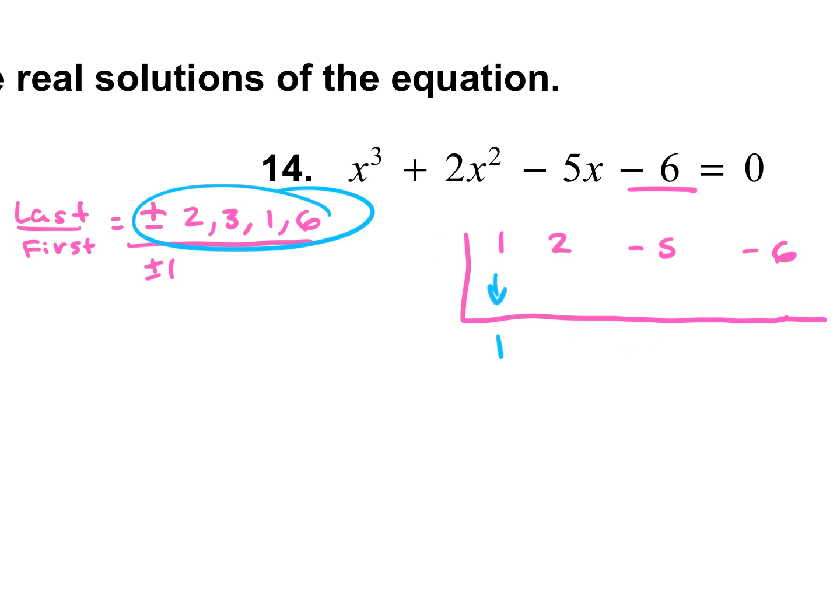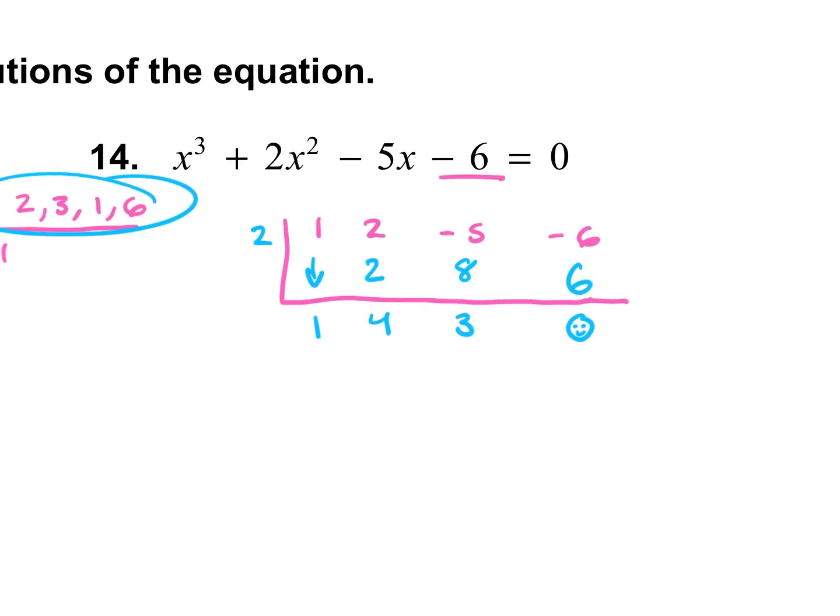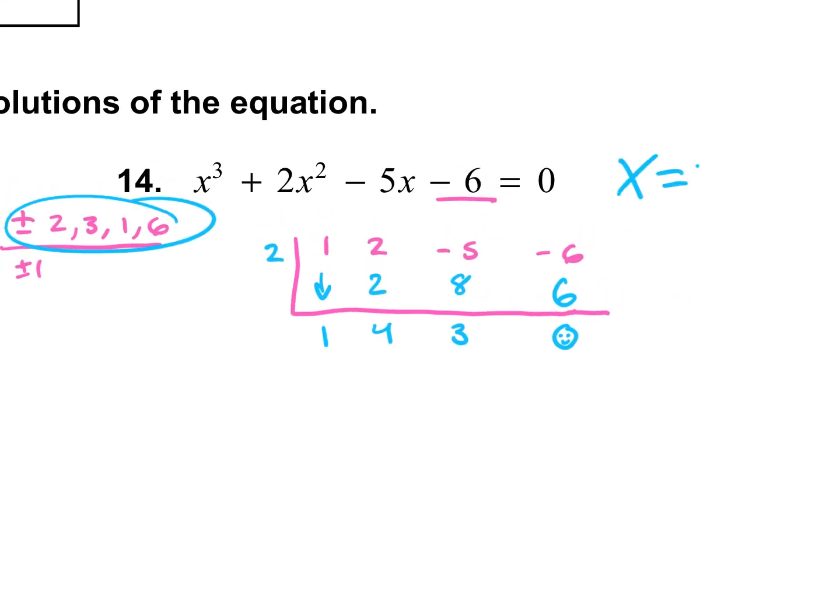Remember, this is just trial and error. Some things are going to work, some will not. Let's try 2. We got 2, 4, 8, 3, 6. -6 plus 6? 0. Does 2 work? Yes. So x is equal to 2. So that is one of our answers. What would I do next? What do we do?